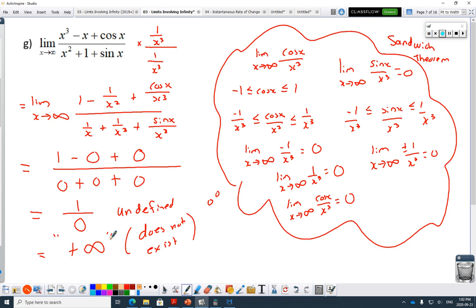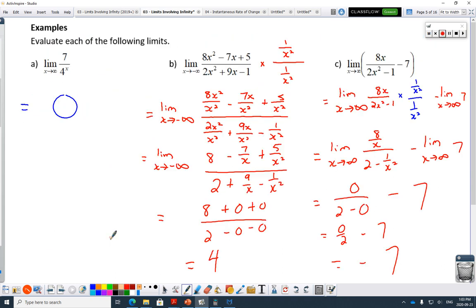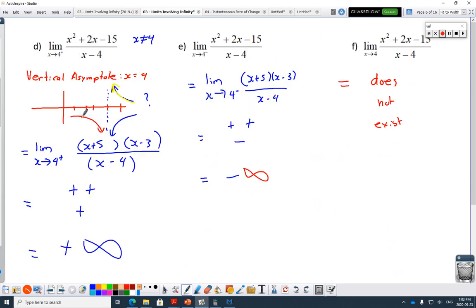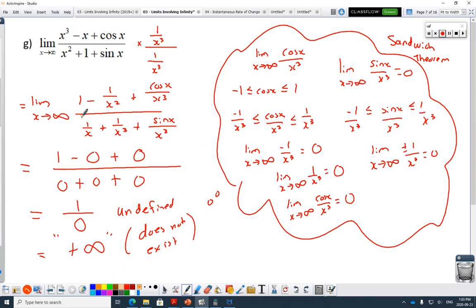Questions? Great stuff. Why is that in the limits involving infinity lesson? We've done two kinds of examples. One, where we're heading towards infinity. Two, where we end up at infinity. So that's why it's in the limits involving infinity lesson.